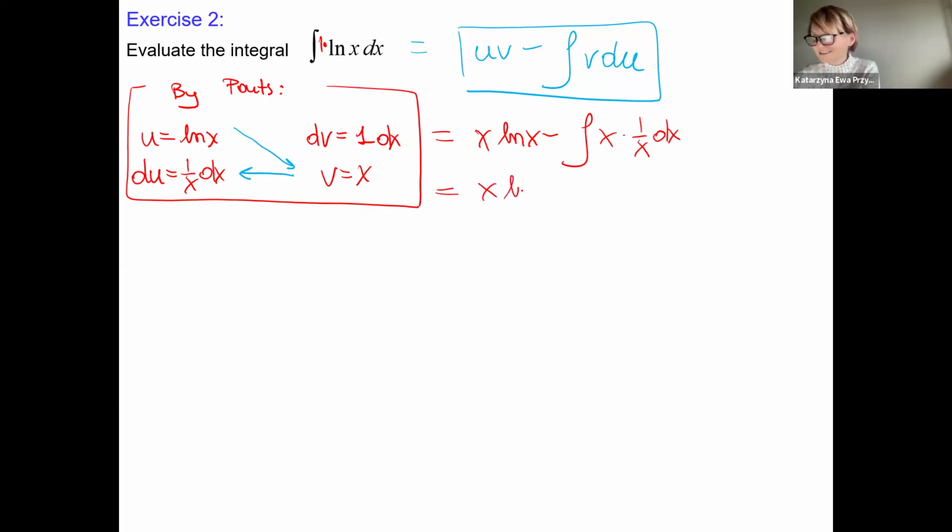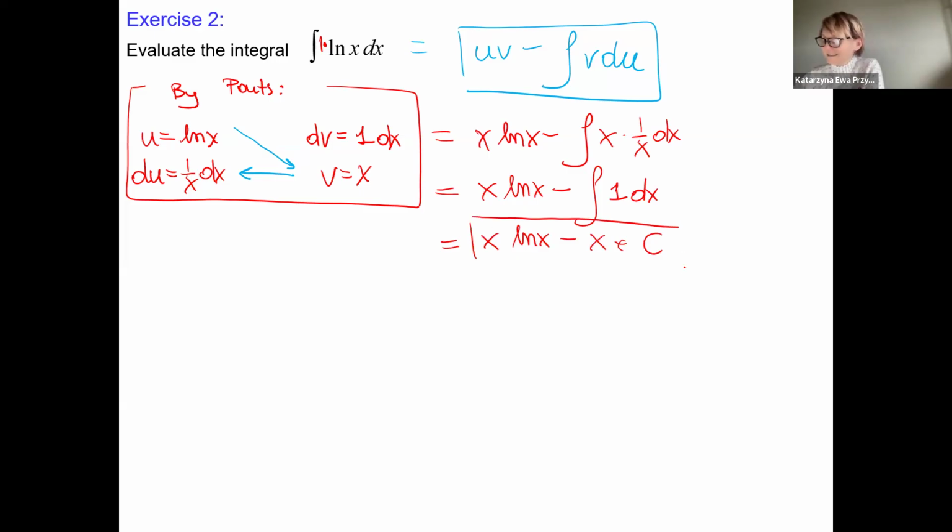So nice. Integral of 1. x ln of x minus the integral of 1. And what's the integral of 1? Actually, again, the same exercise. Yes, x plus the constant.